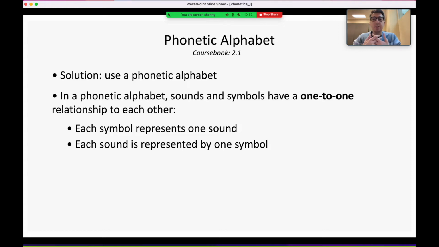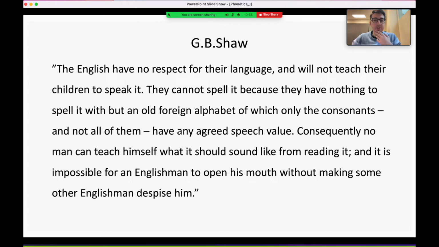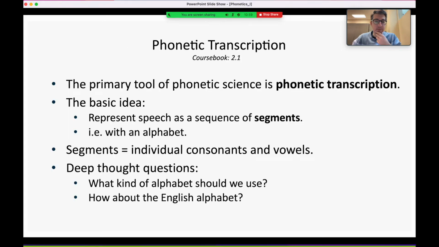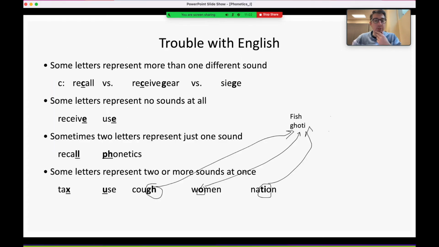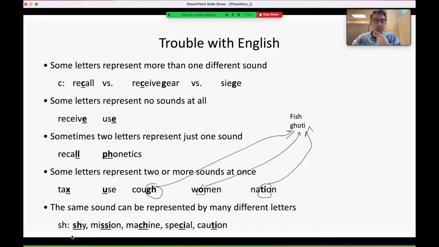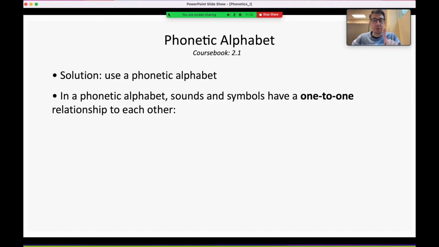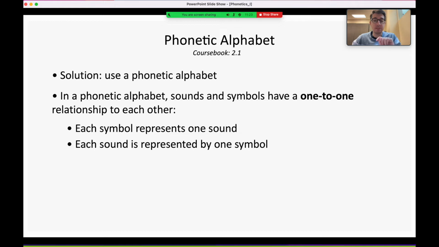For example, I don't want to see this. Oops, went too far. So I don't want to see this, as in shy, for example. I don't want to see one sound, which is sh, being represented by sh, or being represented by double s, or being represented by ch, and so on and so forth. I want sh to be represented by only one symbol and consistently by one symbol.